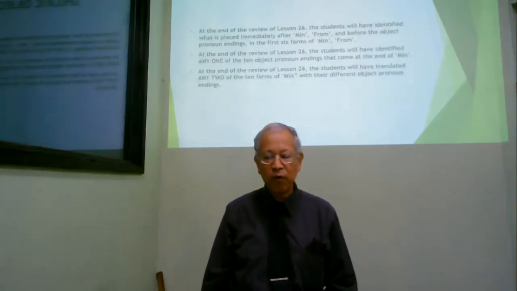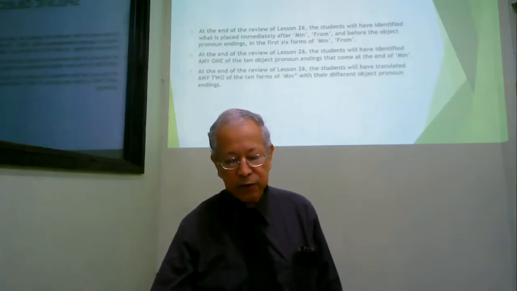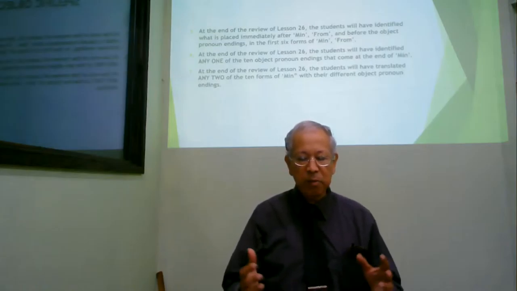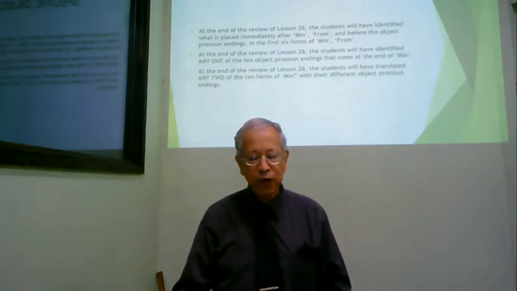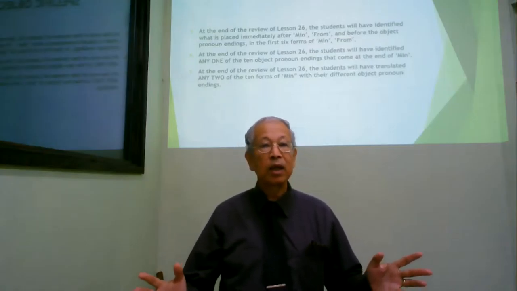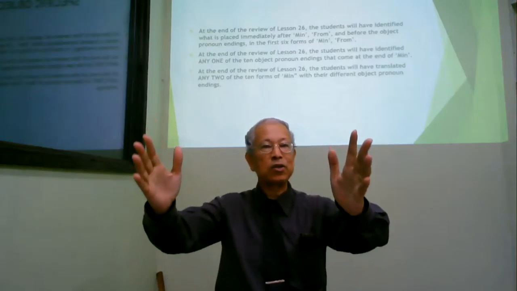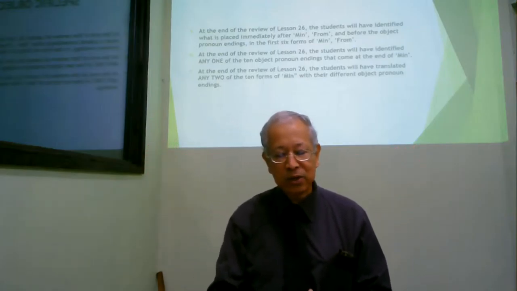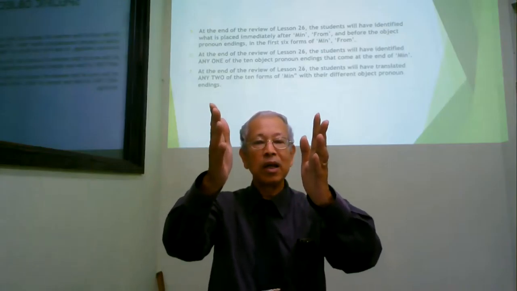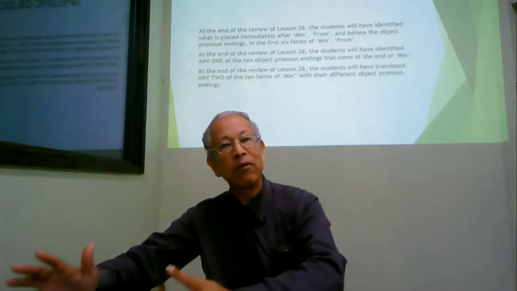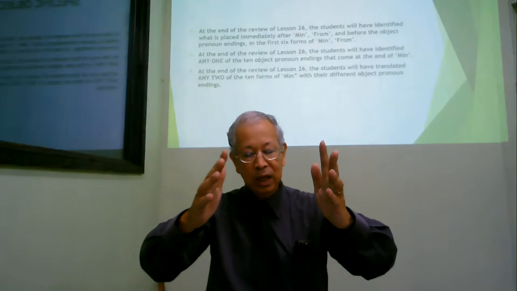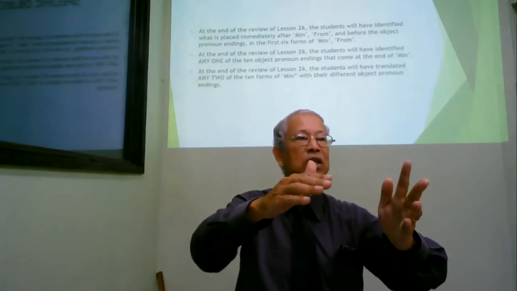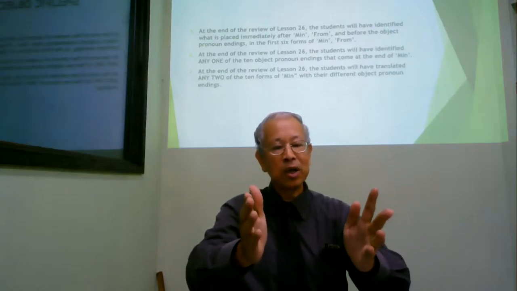Number 5, at the end of the review of lesson 26, the students will have identified what is placed immediately after min, that is the word from, and before the object pronoun endings in the first 6 forms of min, meaning from. Let me just remind you. Min by itself means from. But when some changes take place, first of all, the noon or the N drops out, leaving mi. The letter beside the mi now has a dot placed in the middle of it, which means that that letter is to be doubled.